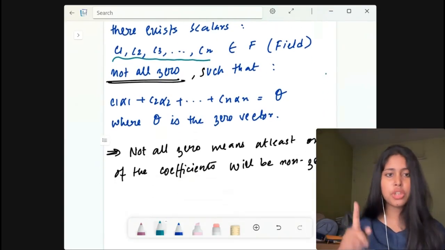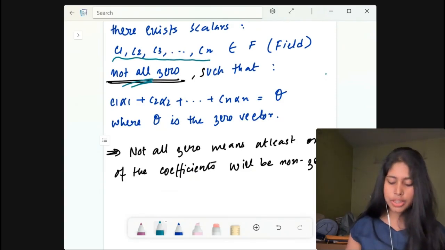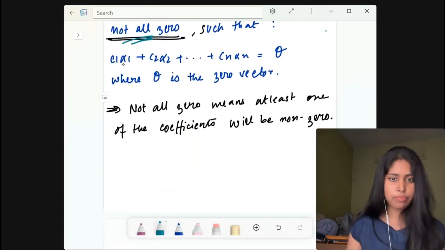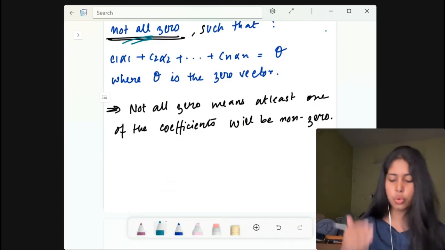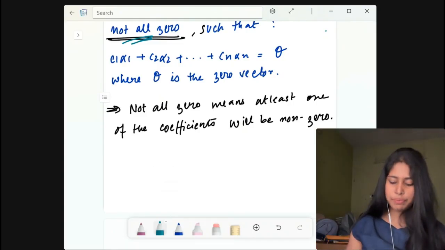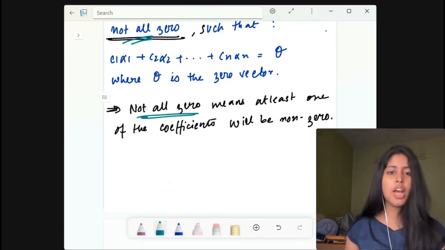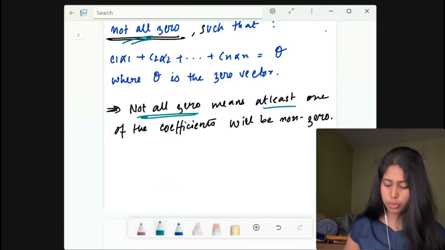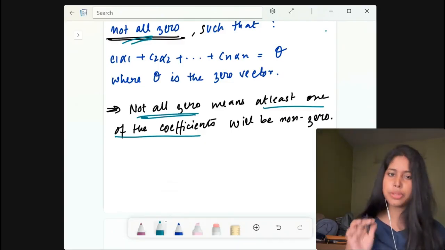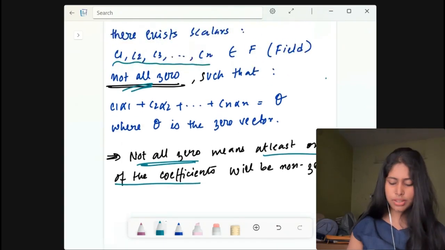And we have to mention for linearly dependent that the coefficients, which are the scalars, are not all zero, right? Such that their linear combination C1 alpha 1 plus C2 alpha 2 goes on till Cn alpha n will be theta, which is the zero vector. Here I have mentioned what not all zero means: at least one of the coefficients will be non-zero. Okay, then only it will satisfy the not all zero part, right?